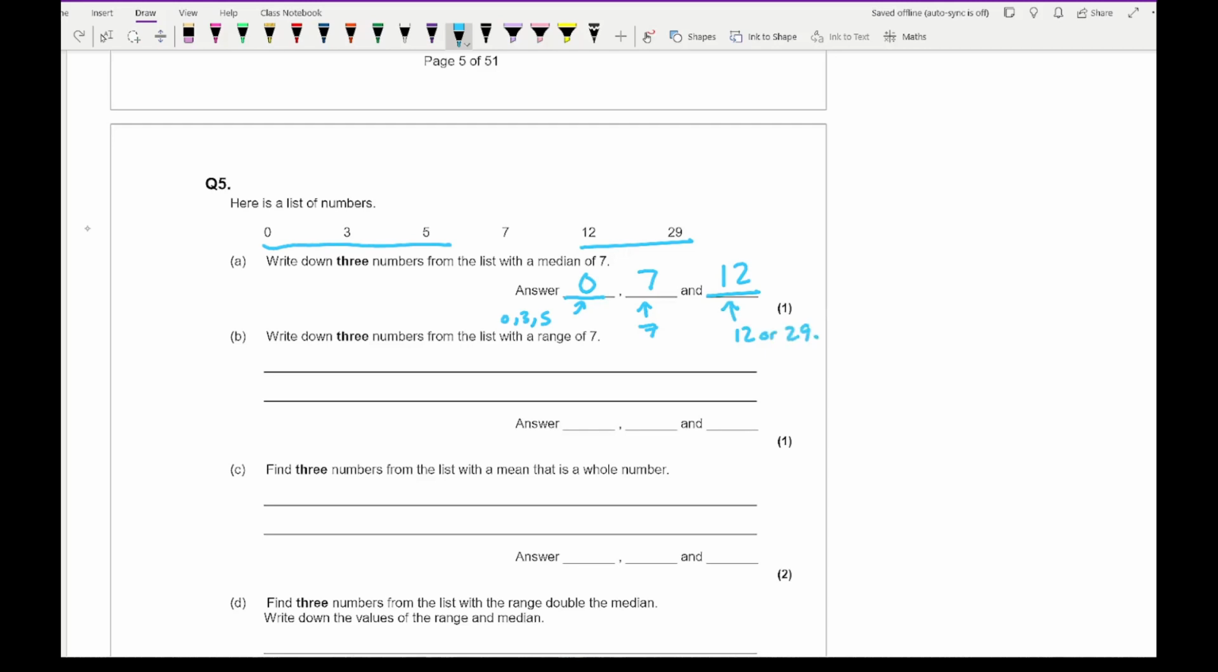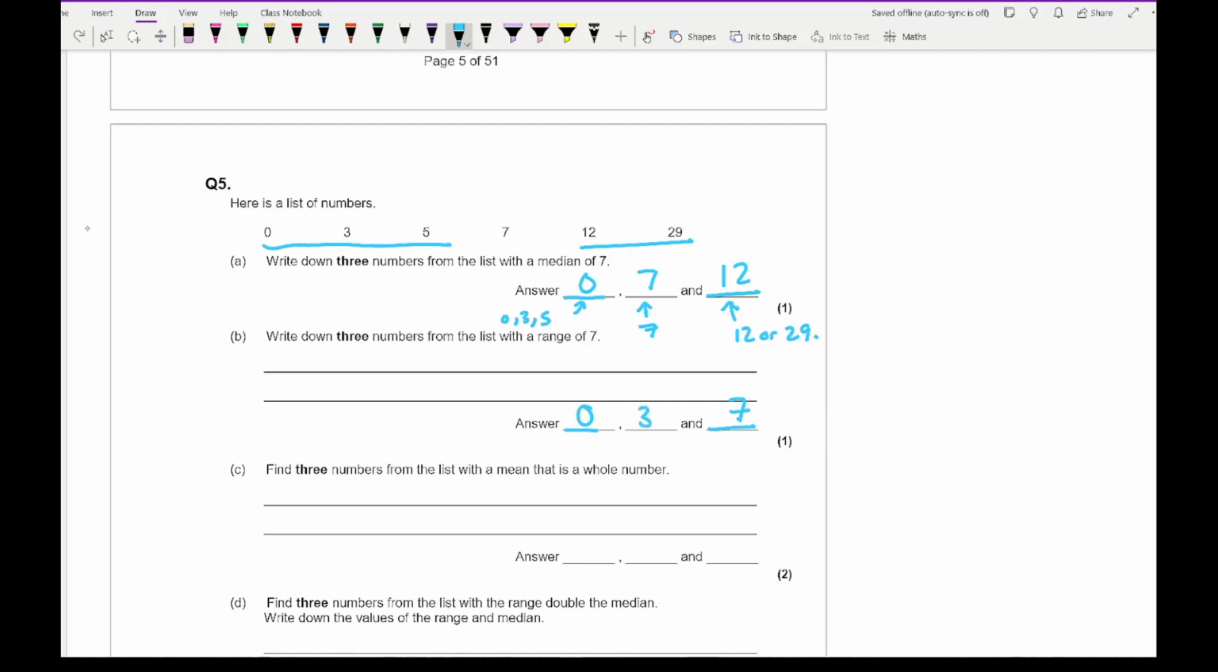The next one says write down 3 numbers from the list that has a range of 7. So again, what I need to do is make sure that when I take away the smallest number from the biggest, the answer is going to be 7, with a number that's in between being in the middle. So here, if I start with 0, I've got 0 plus 7, which is 7, so that would work. So let's go for 0 and 7. Then in the middle, just need to pick a number that's between those.